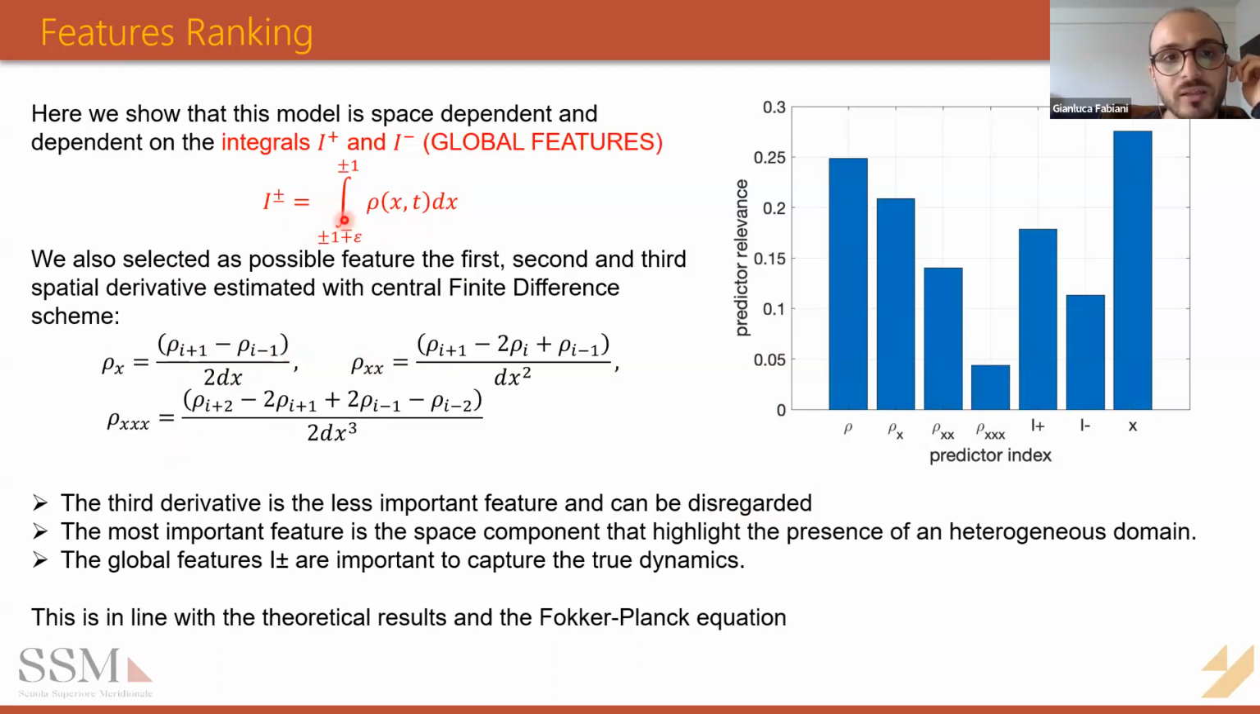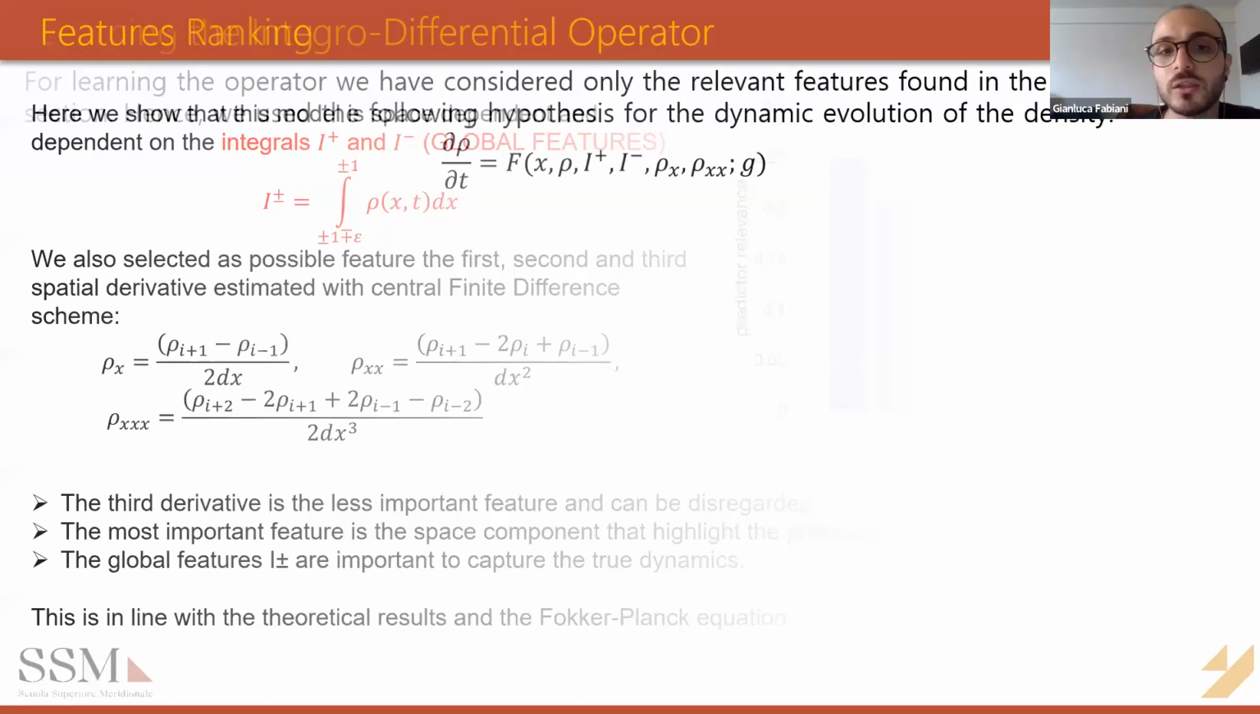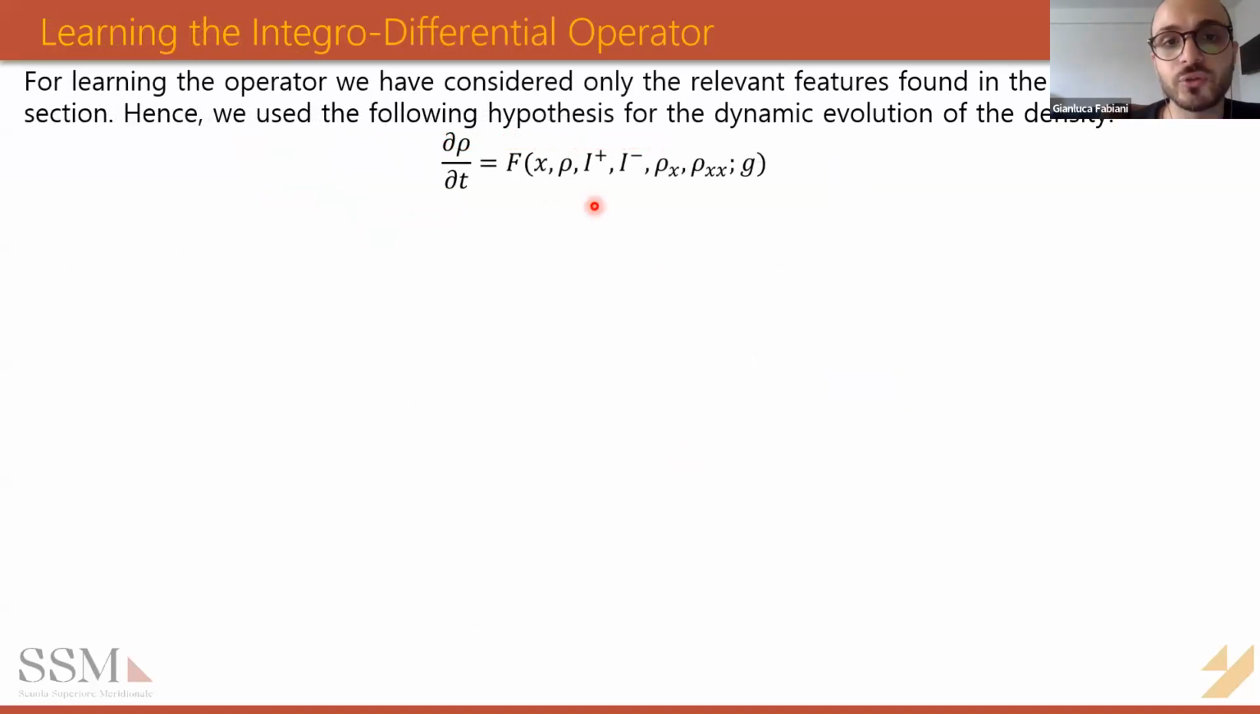We can get some integrals, like the one that was used by the Fokker-Planck, and we can do sensitivity analysis using automatic relevance determination, finding that actually the integrals are important. So this is truly an integral PDE, where the space is important. So this is an inhomogeneous PDE. And the only feature that we were able to disregard was the third order derivative. And this actually is again in line with the Fokker-Planck derived by Omurtag and Siforovich. So these are the features that we selected.